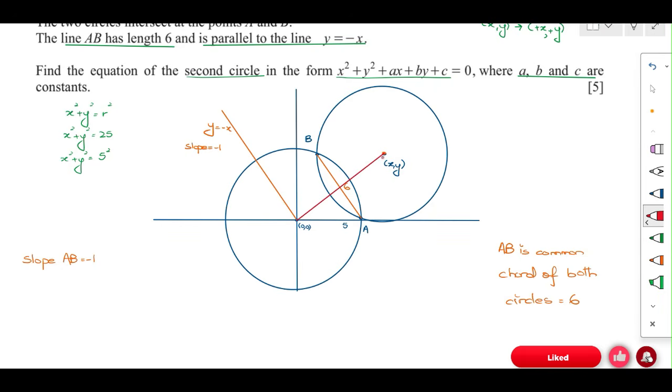This center is 0, 0, this center is some x, y. Okay, so the chord AB, this slope is -1, this slope is also -1, and the line that joins the two centers of the circle is perpendicular to this chord, right? If it is perpendicular, what is the slope of this line? We know that the slope for this line is +1 because they are perpendicular to each other.